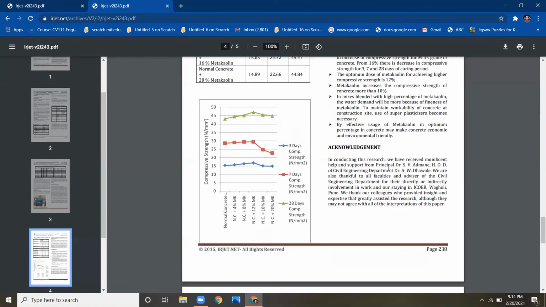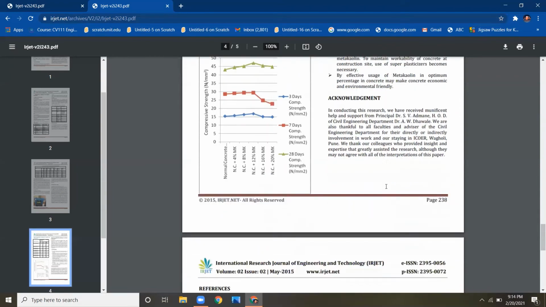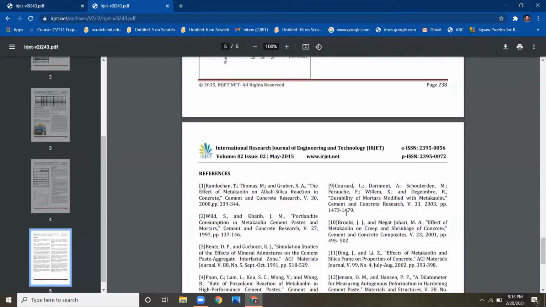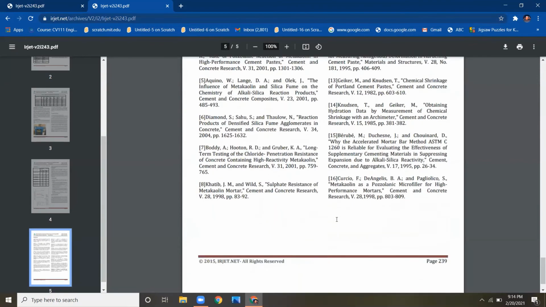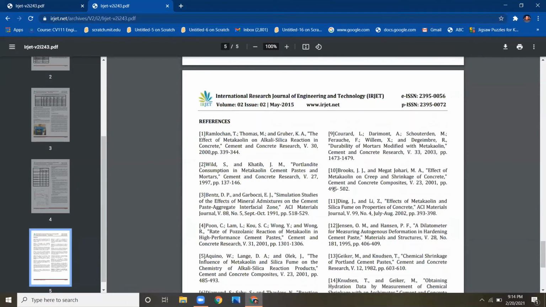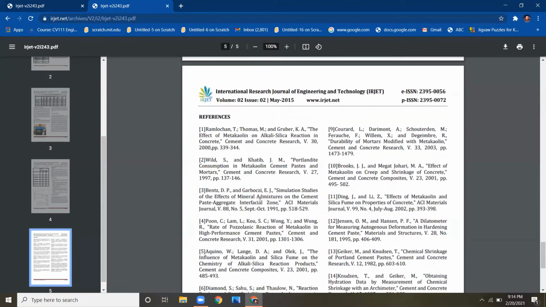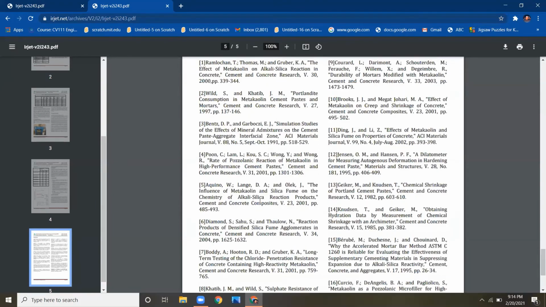Now, this is the acknowledgement. In conducting this, we have received munificent help and support from the principal. And then you can see there are so many references over here. These are the reference research papers, so they read them before doing this test or writing this research paper.